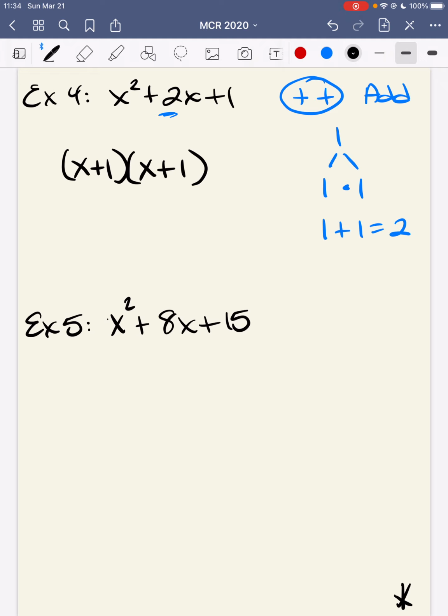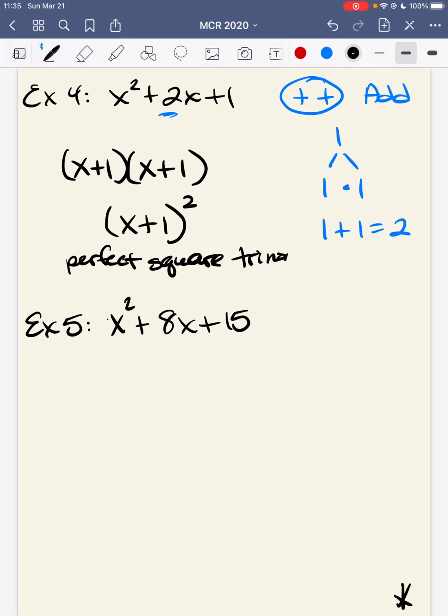All right? Which means you can also write this as like this. All right? And this is something called a perfect square trinomial. And you've heard me mention this before, but we're not going to get too concerned with the name of it right now. But if you do have two identical binomials, you can go ahead and write it like this.